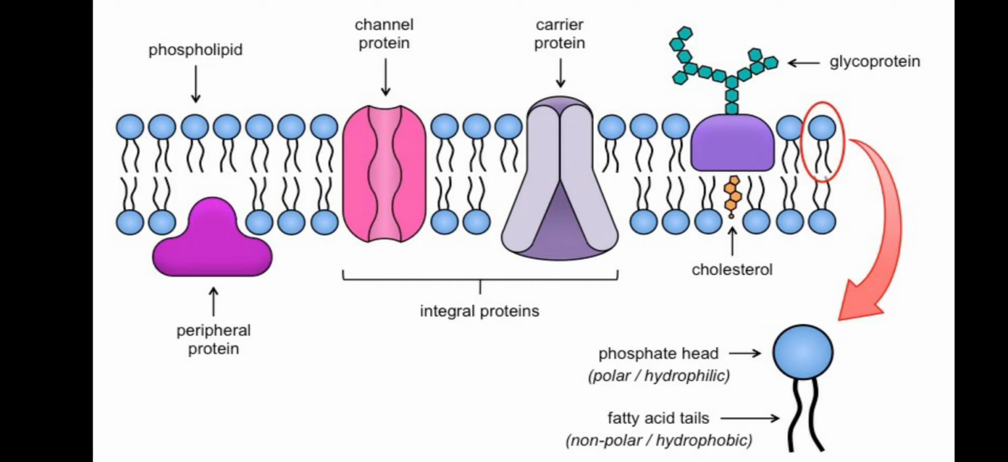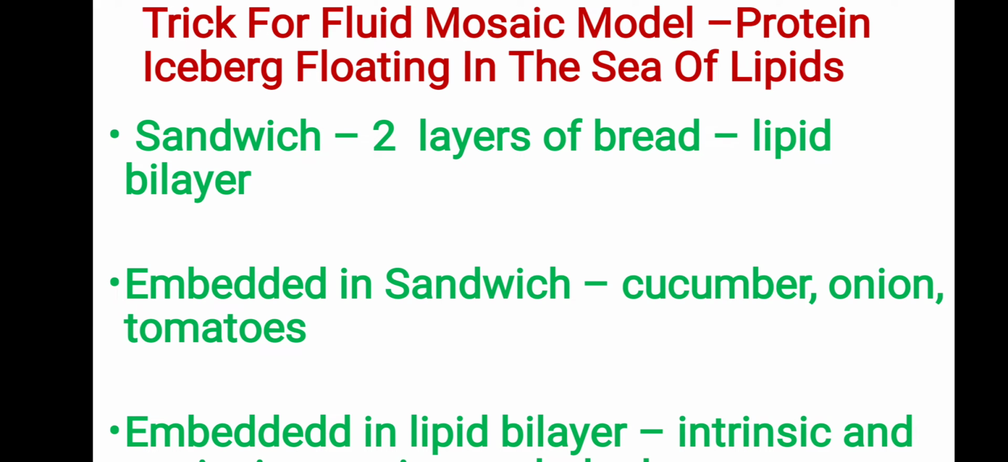In the same way, when we eat a sandwich, what is present in the sandwich? Two layers of bread. The same way in the fluid mosaic model, two layers of lipid are present. Now what is embedded in the sandwich? Cucumber, onion, tomatoes. The same way, there are two types of protein embedded in the lipid layer: intrinsic protein and extrinsic protein.